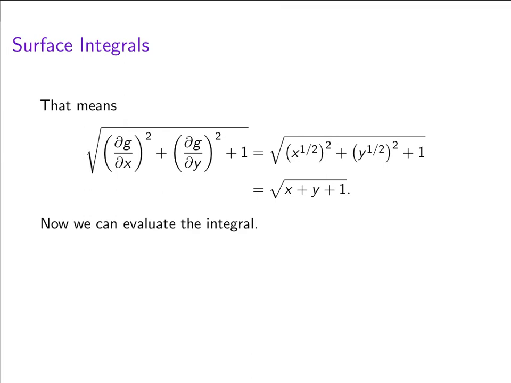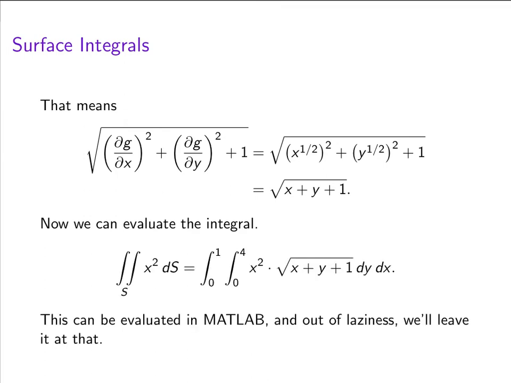Let's go ahead and evaluate the integral now. We end up getting that the surface integral of x squared dS is equal to the integral from 0 to 1, those are the x limits, integral from 0 to 4 of the original integrand x squared times square root of x plus y plus 1. Notice that if we had a z anywhere in the original integrand, we would have to replace that with our function g, which was 2/3 x to the 3/2 plus y to the 3/2.